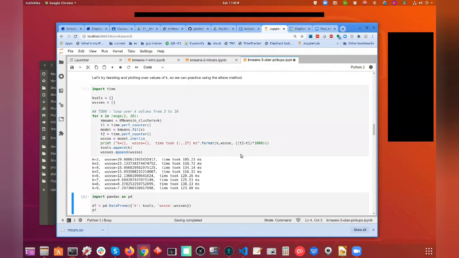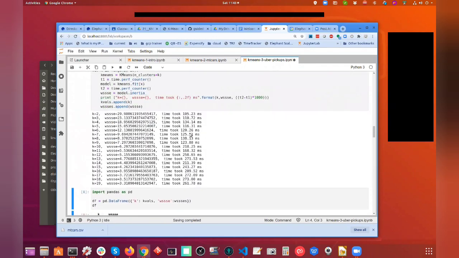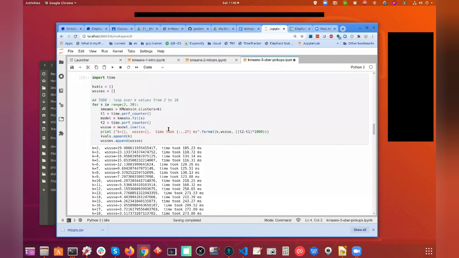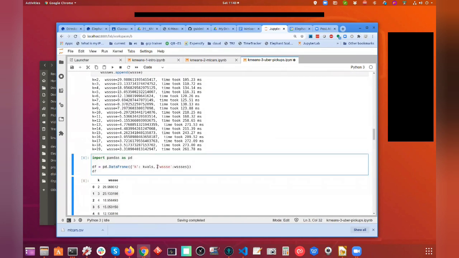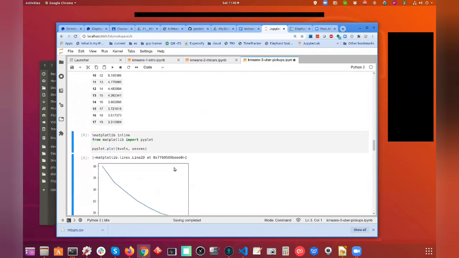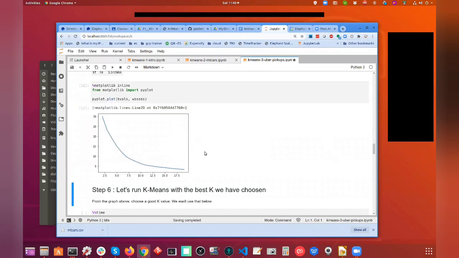Sure, we can do that too, right? But you can see how easy it is to experiment. That's the part I want you to take away from here, guys. So that's my data frame plot. There you go. Now you can say maybe 10 is more right. So it's perfectly up to you. Again, like I said, there's no right or wrong answer.